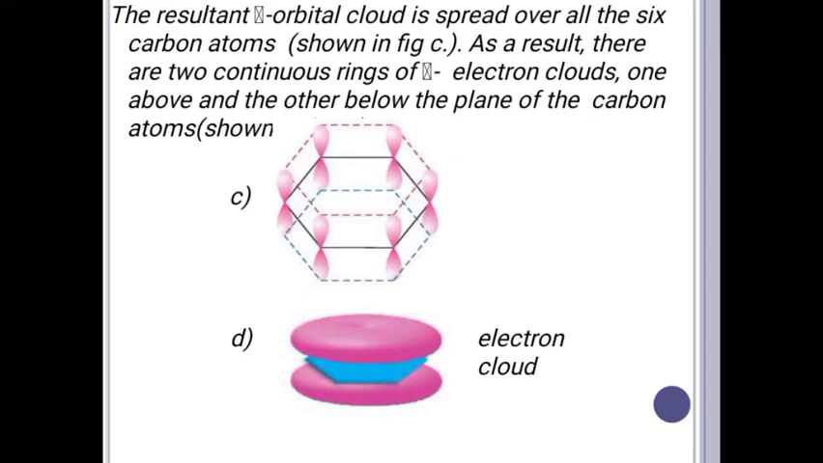As a result, the electron orbital cloud is spread all over the 6 carbon atoms. There are two continuous rings of pi electron clouds, one above and the other below the plane of the carbon atoms, shown like this.